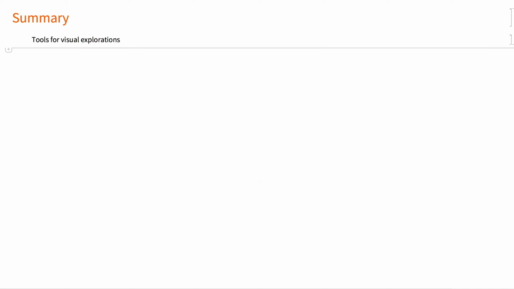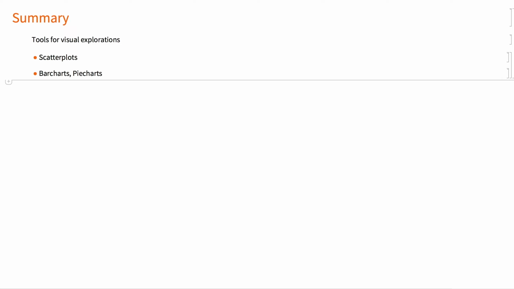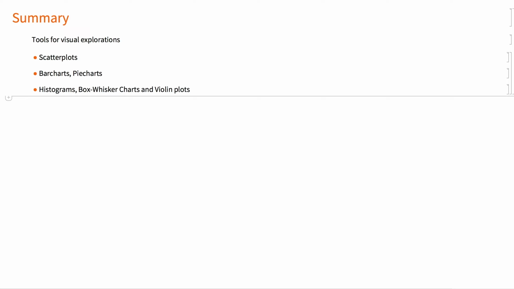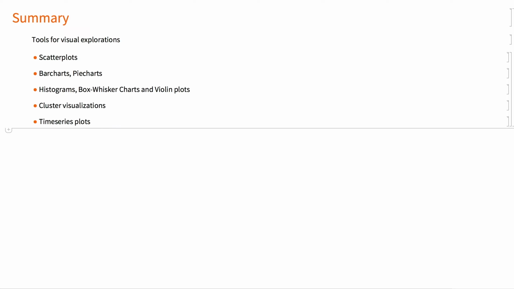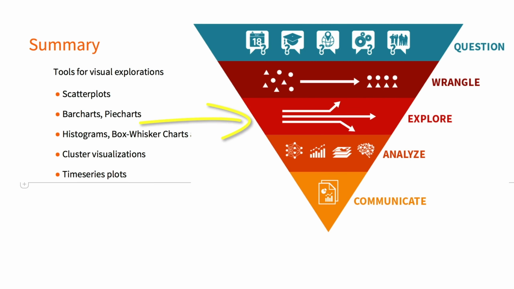In summary, we looked at various tools for visually exploring our data. We looked at scatter plots, bar charts and pie charts, histograms, box plots, violin plots, cluster visualizations, and time series plots. We hope you will be able to use one or more of these visualization tools in the explore stage of your workflow in your next data science project.